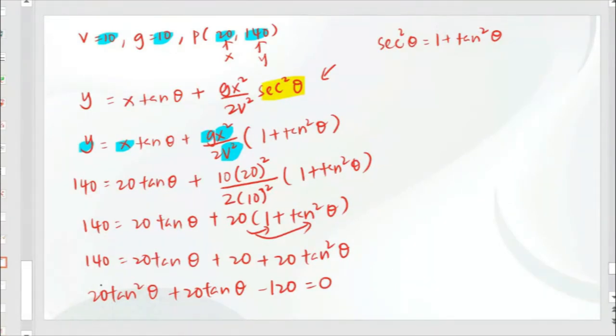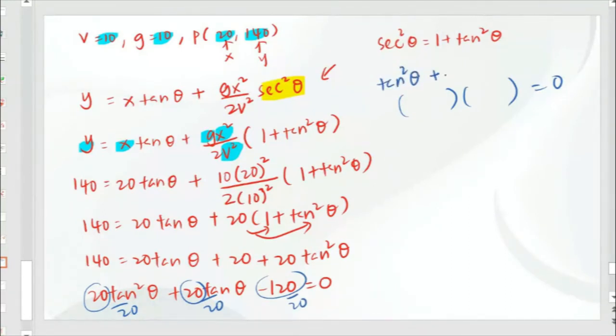Because once you use your calculator to solve, the value you get is already the simplified one. So you have to simplify first, then you can use your calculator. Okay, so simplify. We can take the common factor of 20 out. So it will become tangent squared theta plus tangent theta minus 6 equal to 0. This is the simplest form. Then you use the tangent theta.